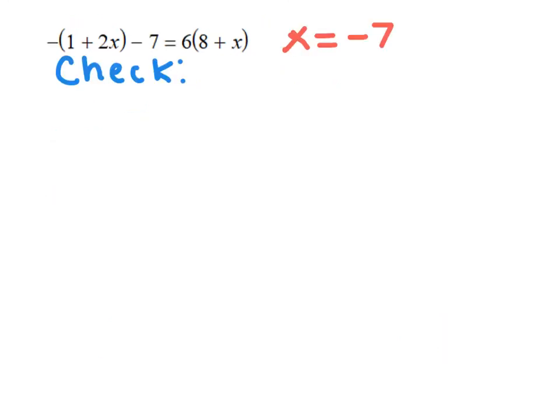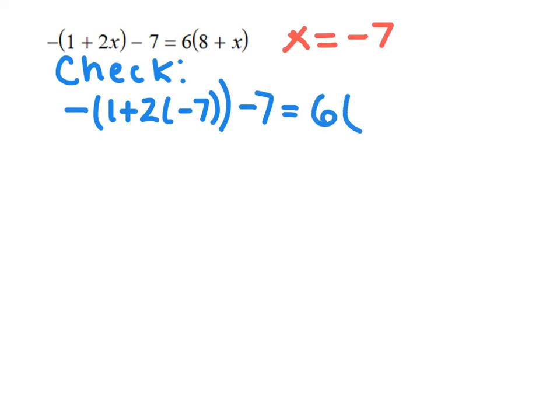On the last slide, we found that x equals negative 7. Now we need to check our answer. So we're going to substitute negative 7 for x. So I'll have negative times 1 plus 2 times negative 7 minus 7 equals 6 times 8 plus negative 7.